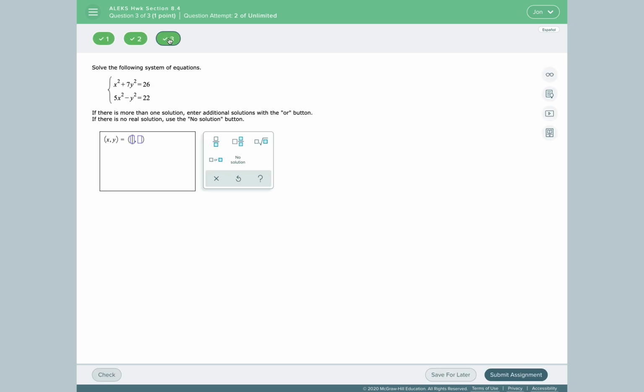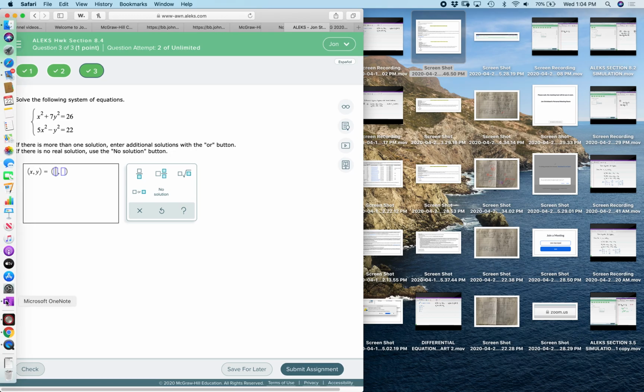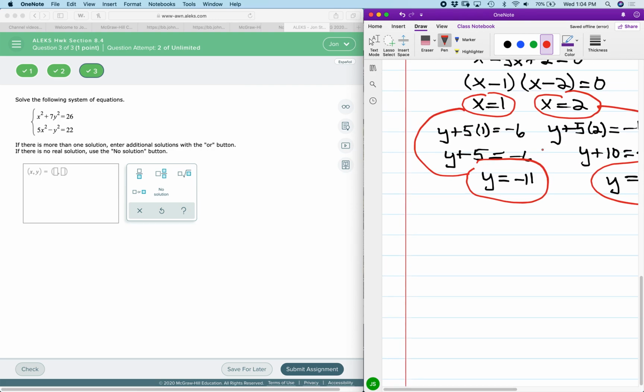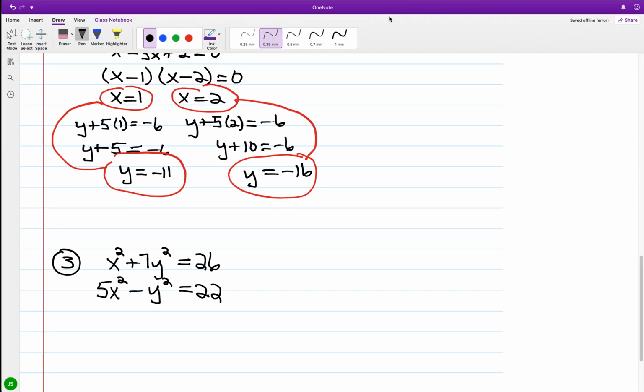For what we have in the third problem, we have x squared plus 7y squared is equal to 26, and 5x squared minus y squared is equal to 22, and setting up what we have in this arrangement. Okay, so with this problem, both x and y are expressed in square terms. Again, we have x squared plus 7y squared is equal to 26. And again, we have 5x squared minus y squared is equal to 22. All right. And we have a system of equations.